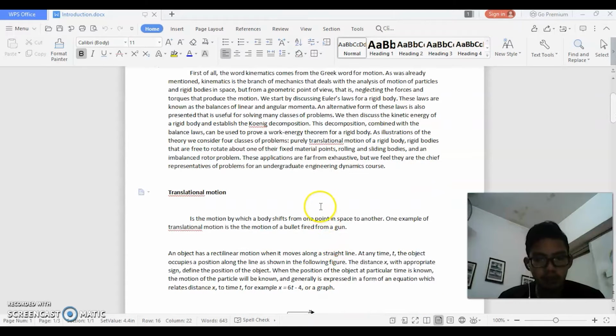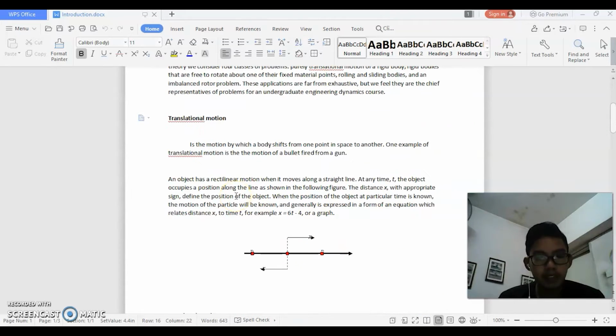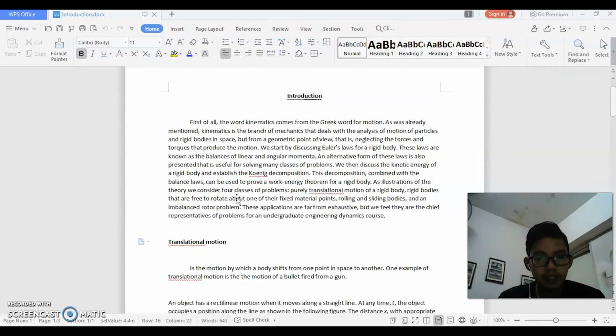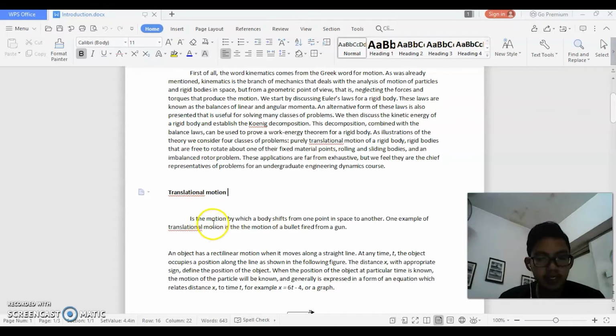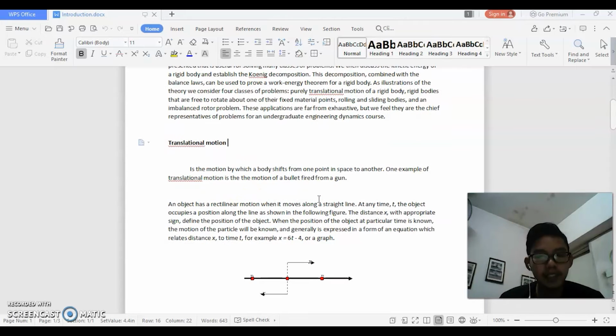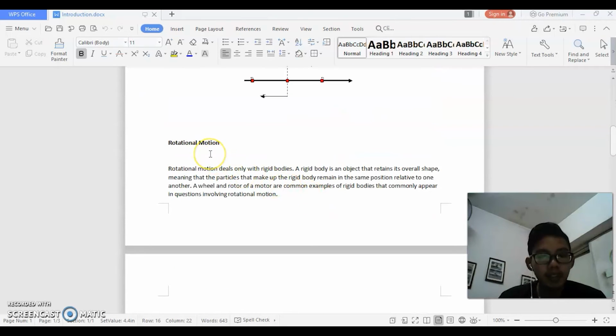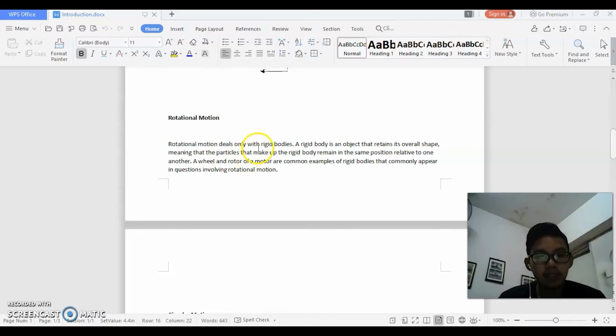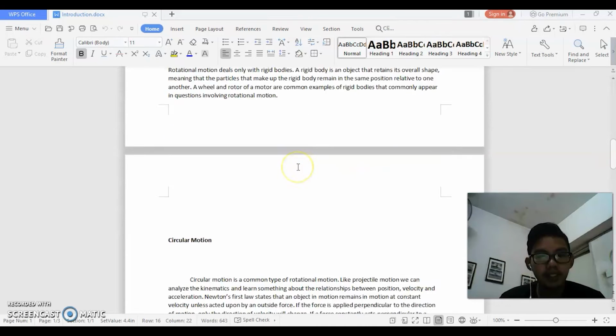These are the motions that we discuss in kinematics. First, translational motion. Translational motion is the motion by which a body shifts from one point in space to another. One example of translational motion is the motion of a bullet fired from a gun. Next is rotational motion. Rotational motion deals only with rigid bodies. A rigid body is an object that retains an overall shape, meaning that the particles that make up the rigid body remain in the same position relative to one another.